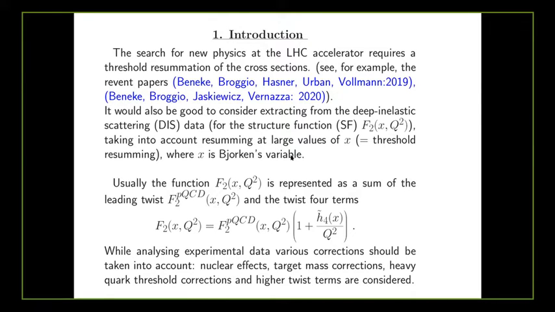For example, to study new physics methodology, if somebody studies threshold resummations of cross sections, there are a lot of papers, including some by Martin Beneke, and so maybe it's good to extract parton distribution functions and the coupling constant from deep inelastic scattering, but with resummation of large x. If we consider structure function F2, there is a contribution to F2 from perturbative QCD, the twist-2 part, and the target mass corrections part, and there are some higher twist corrections.